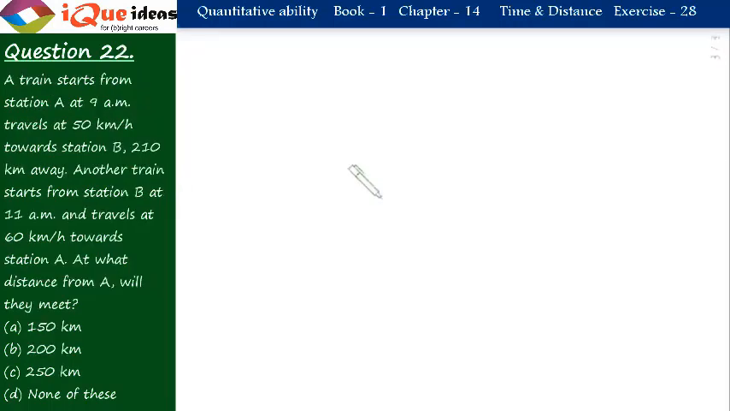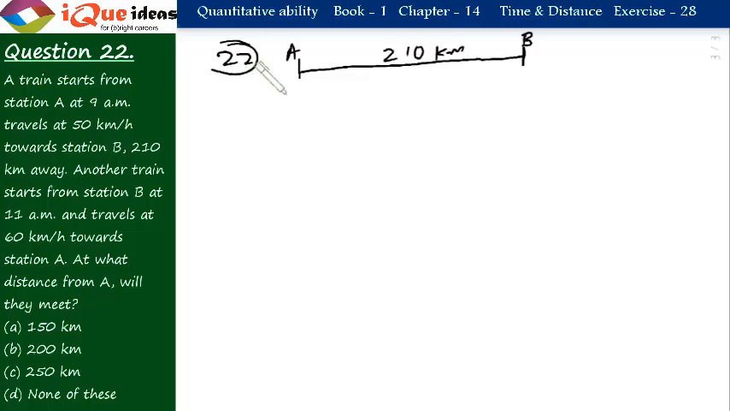Now let's take up the next question, question number 22. It says, a train starts from station A at 9 a.m. and travels 50 kilometers per hour towards B, 210 kilometers away. Similar situation it looks like. So A and B, the initial distance between them is 210 kilometers. A train starts from A at 9 a.m. at a speed of 50 kilometers per hour. Alright.